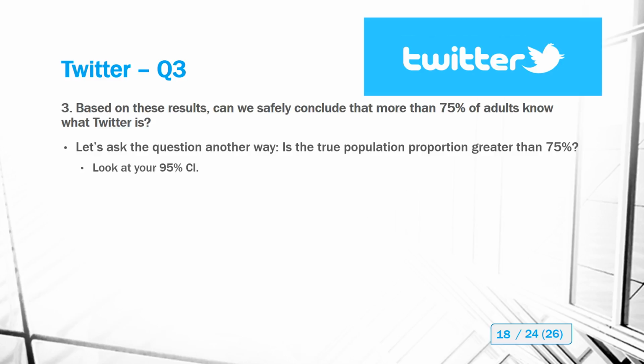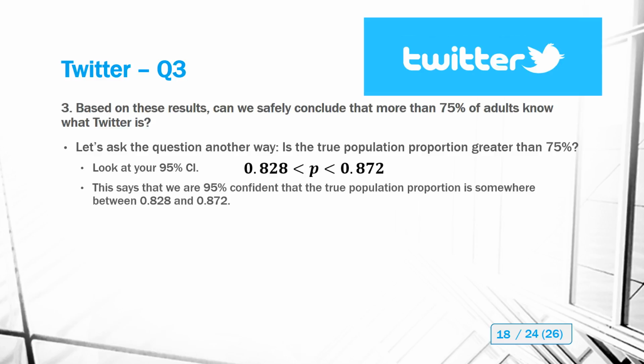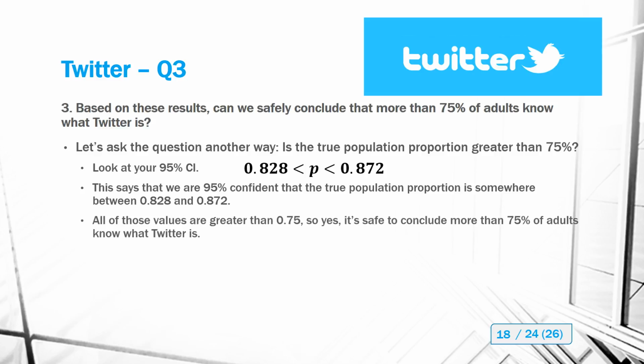Well, look at your 95% confidence interval. 0.828 less than P less than 0.872. What this confidence interval says, remember the proper way to interpret a confidence interval. We're 95% confident that the true population proportion is somewhere between 0.828 and 0.872. So all the values that we have inside that 95% confidence interval are greater than 0.75. So yes, it is safe to conclude that more than 75% of adults know what Twitter is.